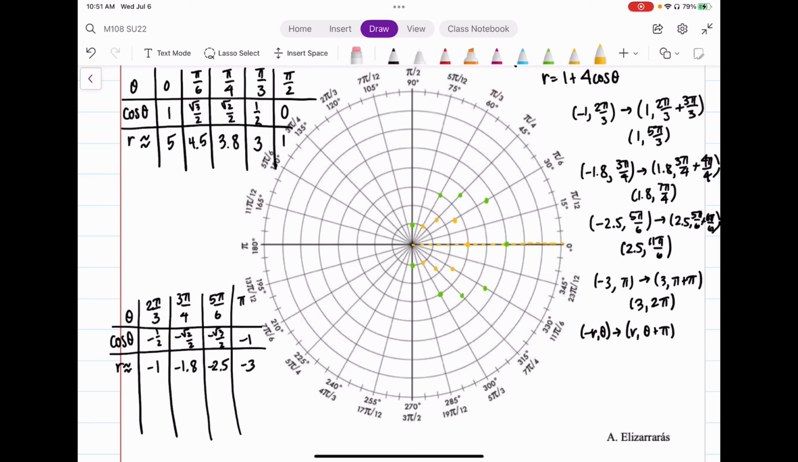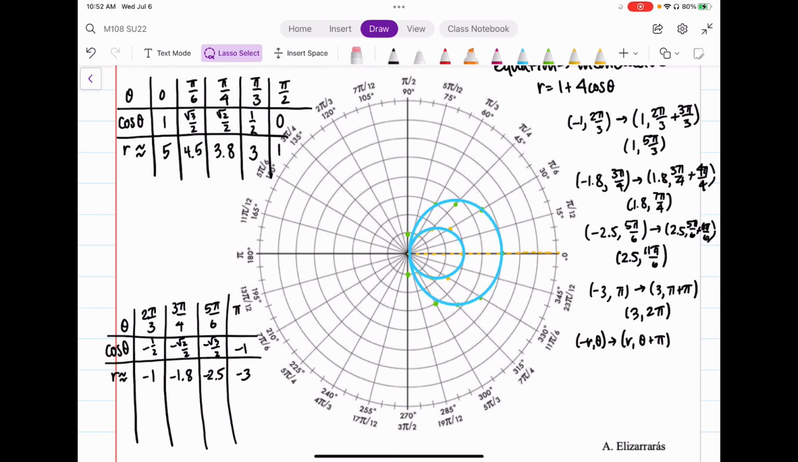So let's connect this graph. And here is the graph of 1 plus 4 cosine theta, which is a limacon with a loop.